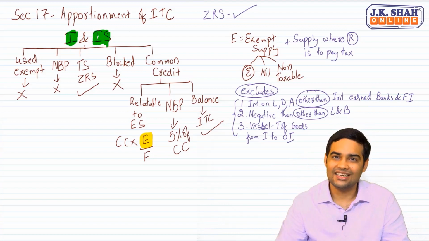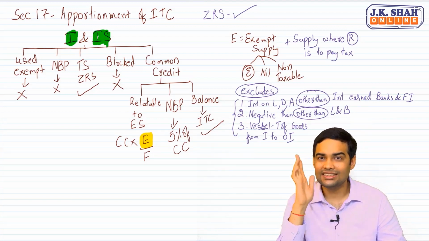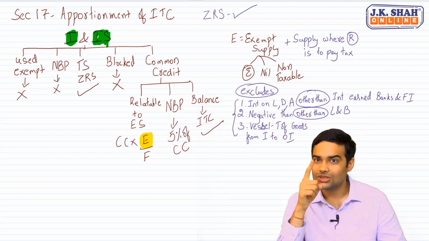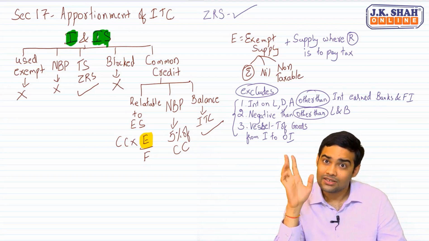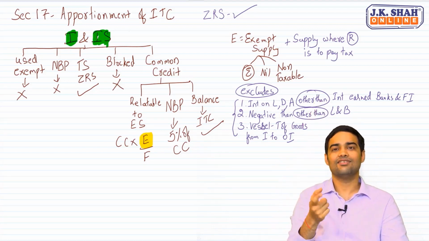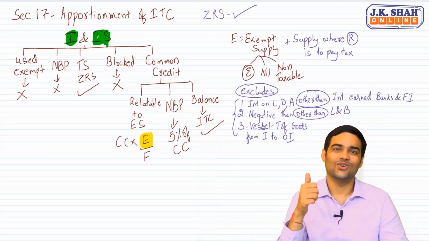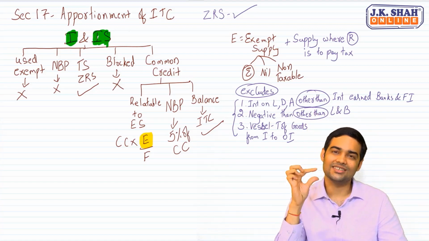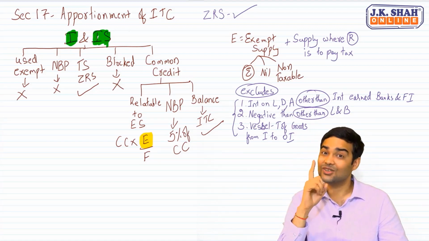Very smartly drafted provision. Vessel operators, India to India is taxable. India to outside India is exempt. Outside India to India is taxable. India to outside India, which is exempt, will not be considered as E. If it is not considered as E, in that case, no need to do reversal for this particular part. Clear? Listen to this twice.